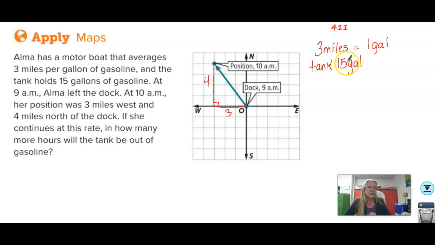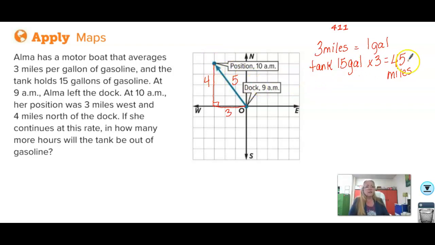Well, if it holds 15 gallons and she gets 3 miles for each gallon, what's 15 times 3? 45. So the boat can go 45 miles on a tank of gas. All right. How far has she gone? Well, we figured it out. She has gone 5 miles. All right. She went 5 miles in 1 hour.